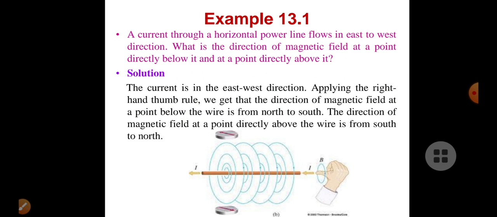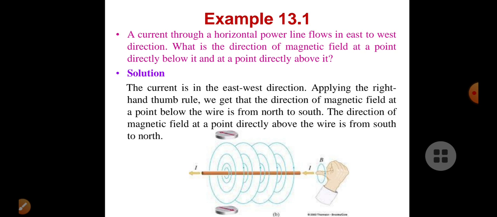Now this is example 13.1 given in your NCERT book. It's a bit typical example. It's very easy. It's based on Maxwell's right hand thumb rule, but I have put this figure. According to this, you can easily understand it. So let us read the question. A current through a horizontal power line flows in east to west direction. Okay, so suppose this is a straight wire and the current is flowing from east to west.